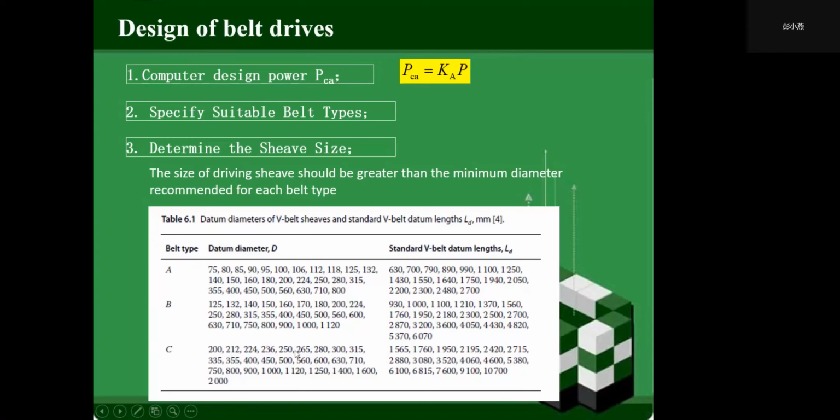Choose these values for the driving pulley. All the diameters should be standard. The size of the driving sheave should be greater than the minimal diameter.